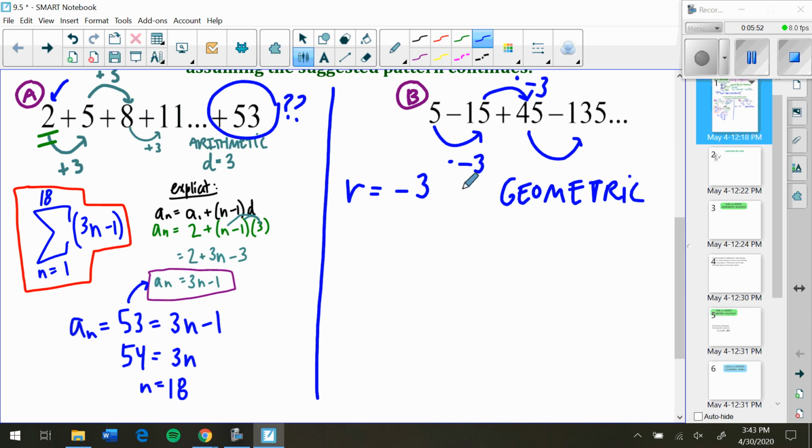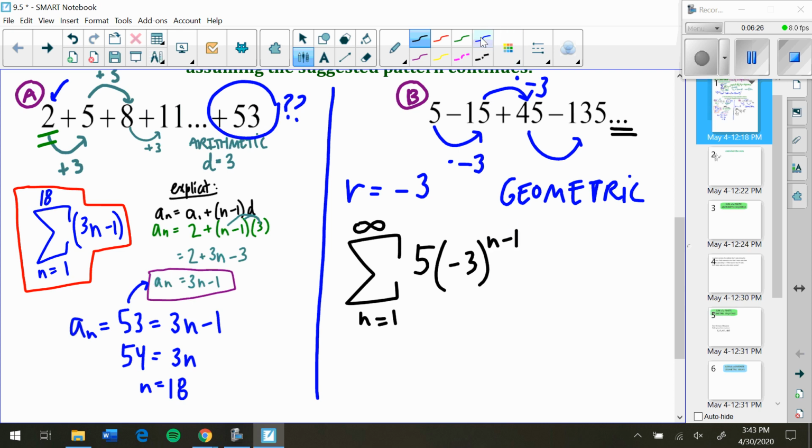is negative 3. Now notice a couple things about this one. We are adding up the values. We're going to assume this is from n equals 1. But notice it has a dot, dot, dot. So I am adding up not to a certain term, but technically every term, so from the first term to infinity. And now I just need the explicit definition of a geometric sequence, which, if we follow our formula from last time, is the first term times r, which in this case is negative 3, to the n minus 1. And that is our series written in our summation notation.